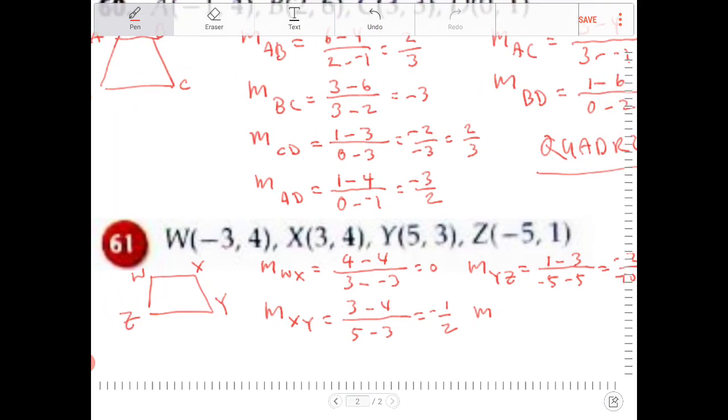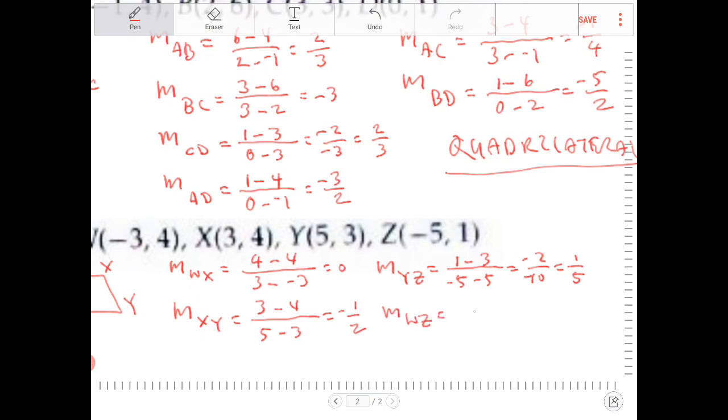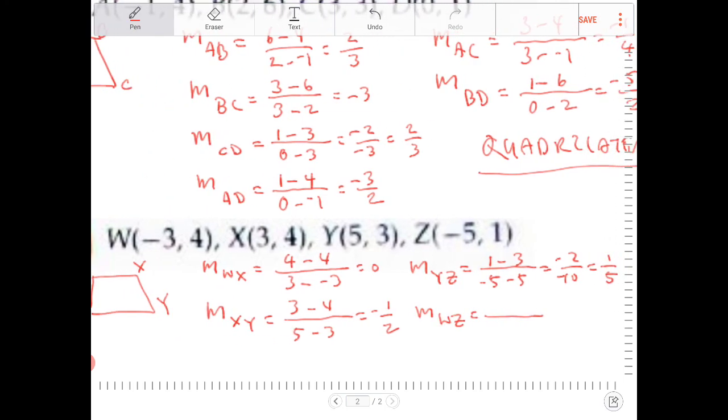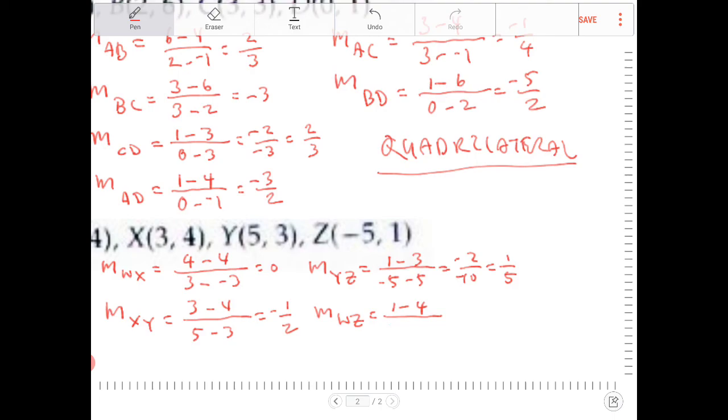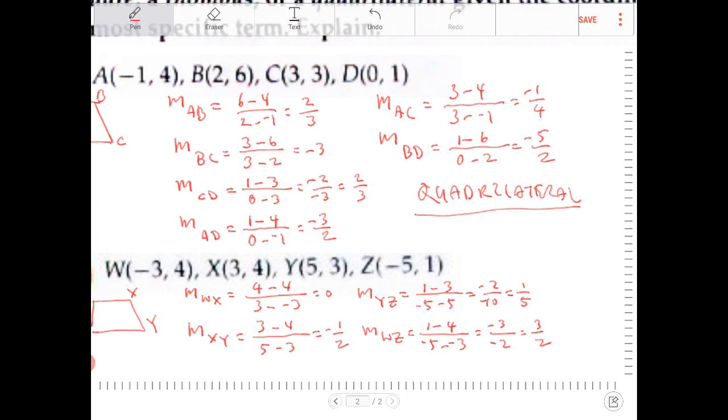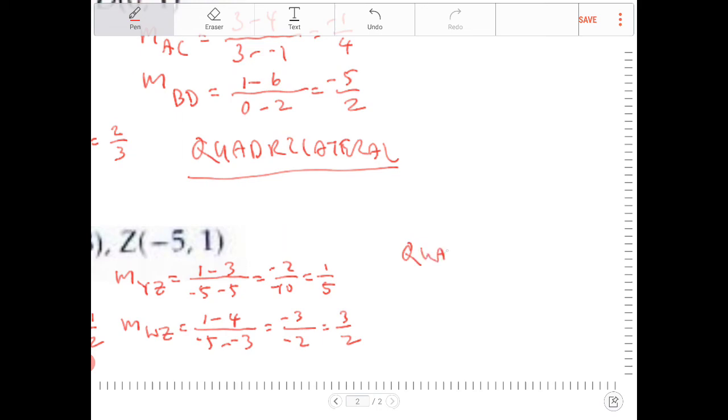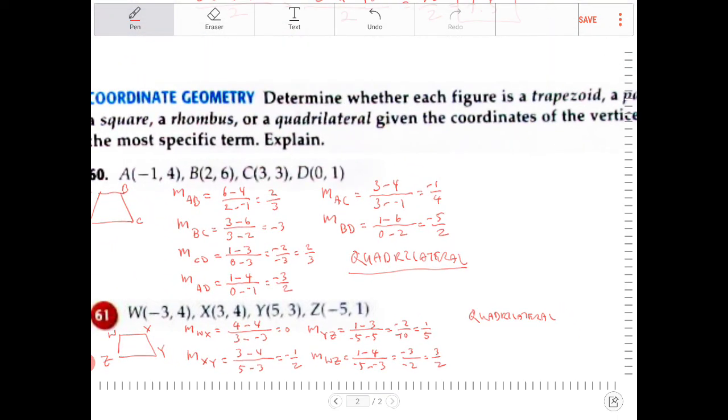And then the slope of WZ is equal to 1 minus 4 over negative 5 minus 3, so that's negative 3 over negative 8... wait, negative 3 over negative 2, and that's 3 over 2. So this is, again, a quadrilateral, not of any specific kind. But just to be on the safe side, I'm going to test whether or not this is a kite.